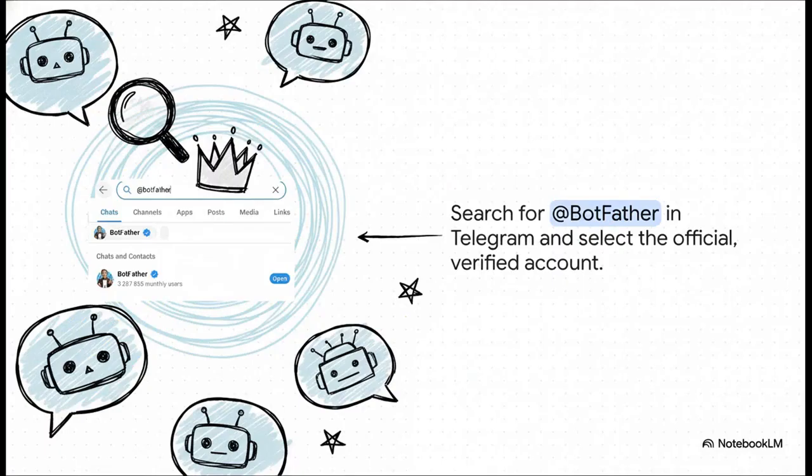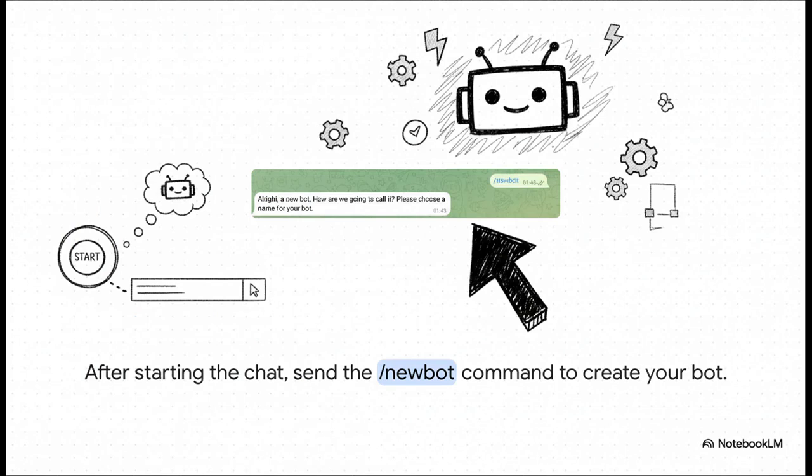Okay, step 1. Open up Telegram on your phone or computer, and in the search bar, type in @botfather. Now, you'll see a few results, but you have to pick the official one. It's the one with that little blue check mark next to the name. That's how you know it's the real deal. So once you're in the chat with Botfather, go ahead and hit the Start button.